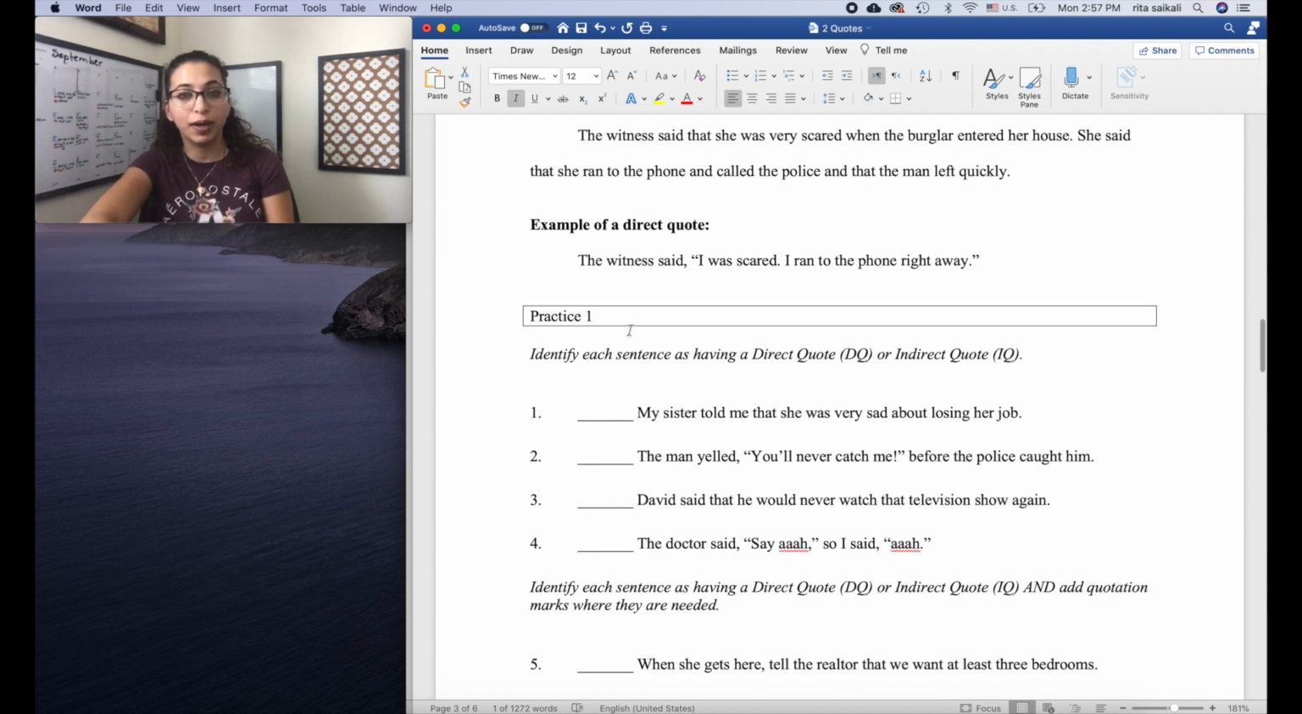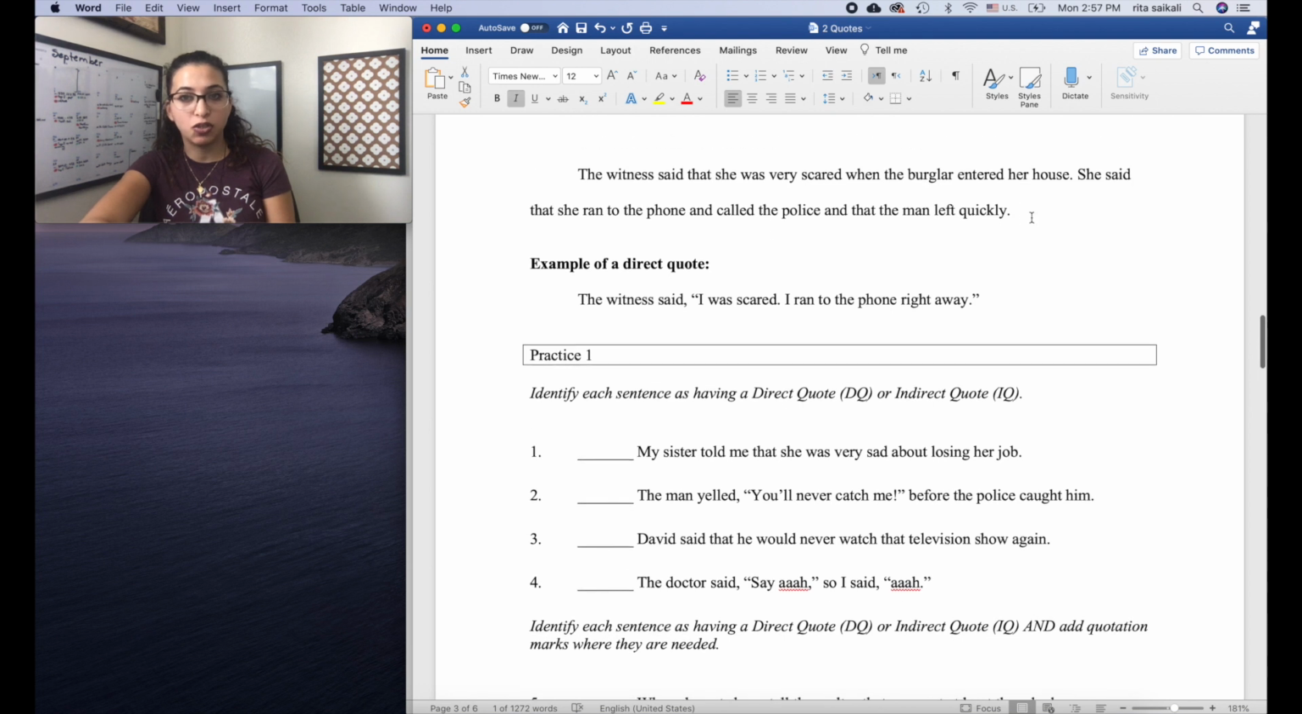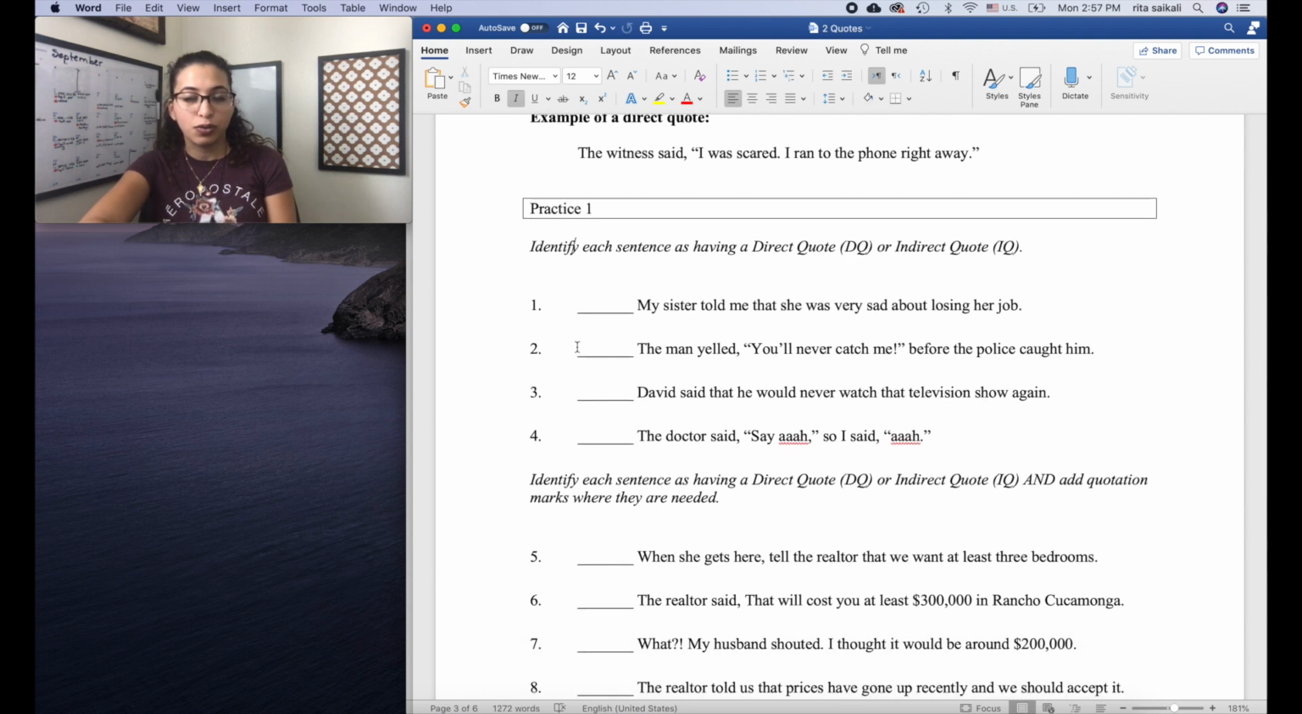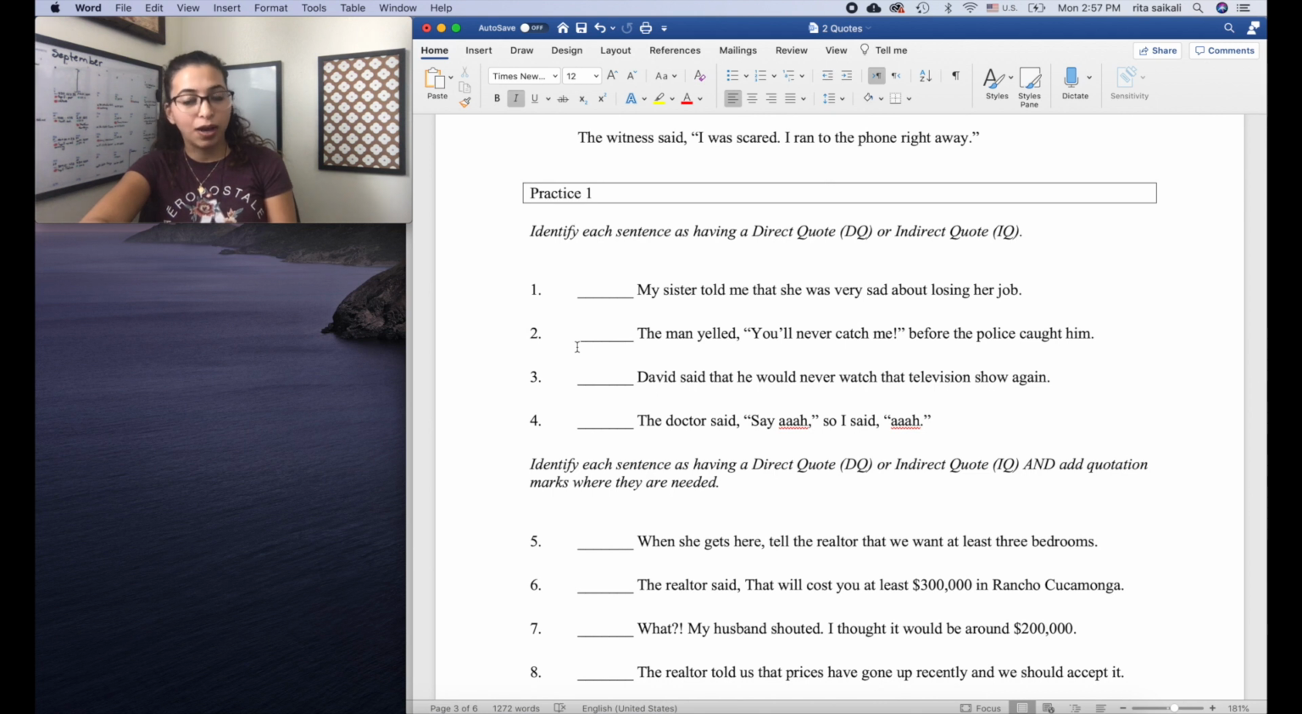Again, an example of a direct quote. The witness said, "I was scared, I ran to the phone right away." Do you see the difference between the two? This one here is just a summary. This is exactly what she said. Before you continue this video, take a moment to do these exercises by yourself. I'm going to give you the answers, but you do have to do them by yourself for your own practice.